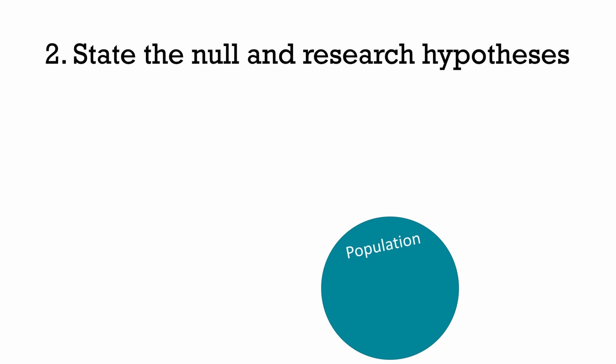Step 2 is to state the null and research hypotheses. We started learning about hypotheses last week. Recall the big picture of inferential statistics. We want to know something about a population. We write hypotheses concerning the population. Then we collect data from a sample. We use that sample data to make an inference back to the population.